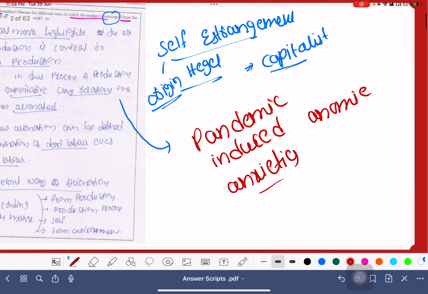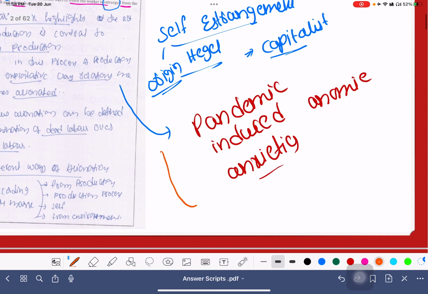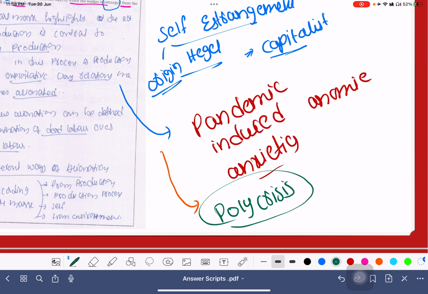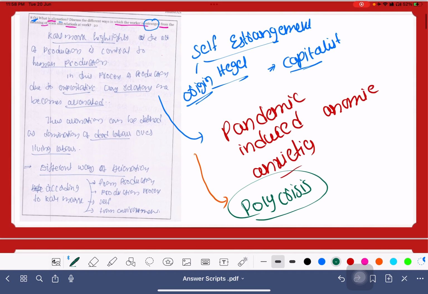Or you can start the answer with the recent Economic Survey, which has also talked about the event of polycrisis, where rising inflation, the Ukraine crisis, and all these things come together. The anxieties induced by polycrisis in contemporary times have given more currency to the concept of alienation. Thus, in the current times, the concept of alienation becomes important.